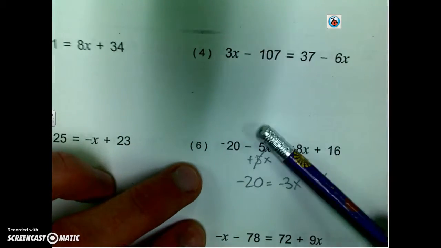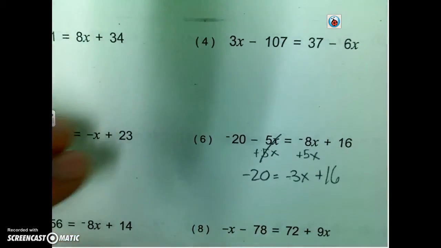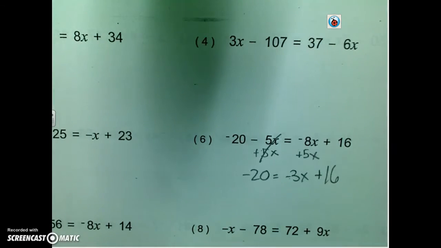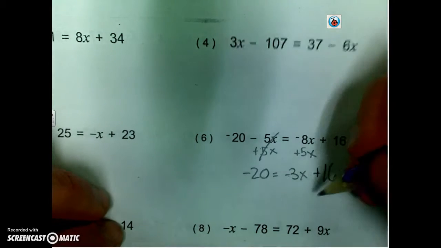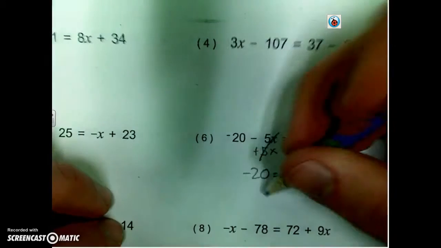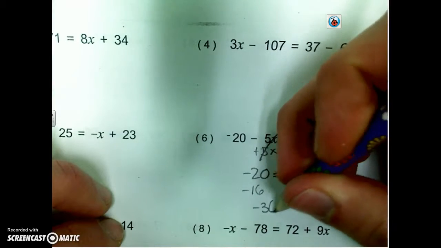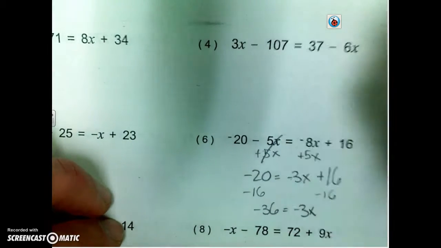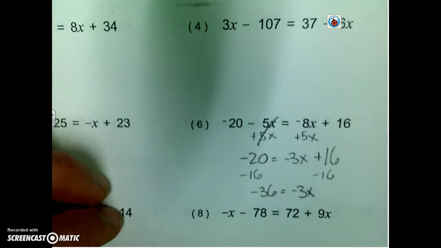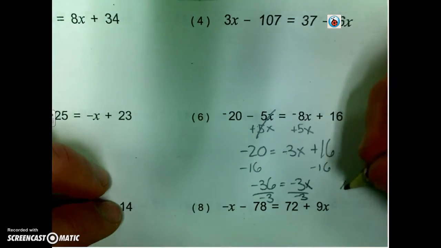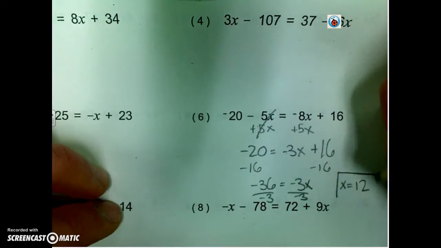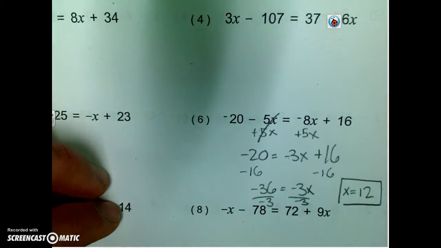Now, I also could have added 8 to both sides. That would work too, as long as you're choosing one of your variables and eliminating it in this fashion. We're good to go. And then once we do that, we're down to a two-step equation. So we'll subtract a 16 from both sides. We have a negative 36 is equal to a negative 3x. So when we divide both sides by that negative 3, we get that x is equal to a positive 12. So variables on both sides, use addition or subtraction to do the opposite, to get one of them to go away.